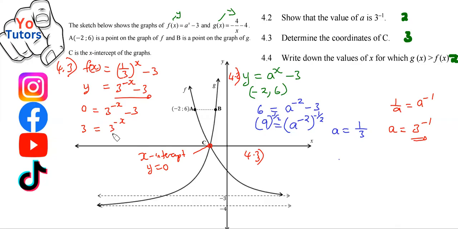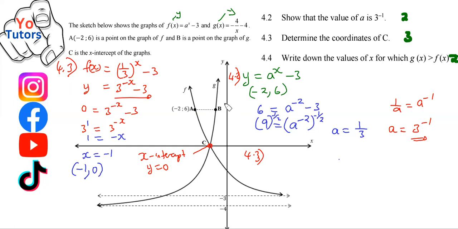Now once we have the same base here, the exponent that we have here is 1. So once we have the same base, we're going to equate the exponents. So it's going to be 1 is equal to -x. We divide by negative on both sides. x is going to be equal to -1. So the coordinates of C in this case will be -1 and 0.